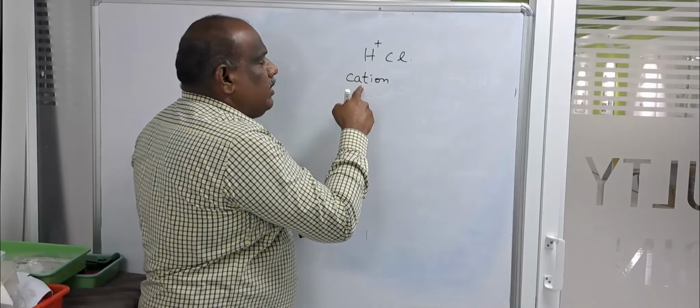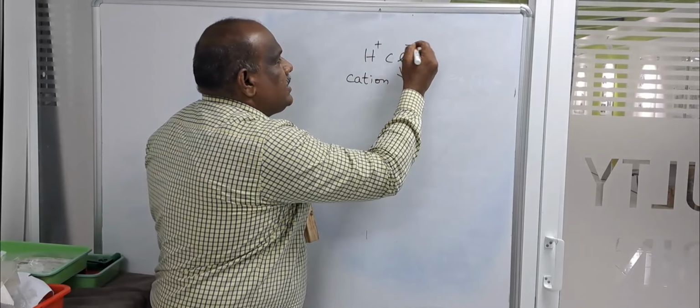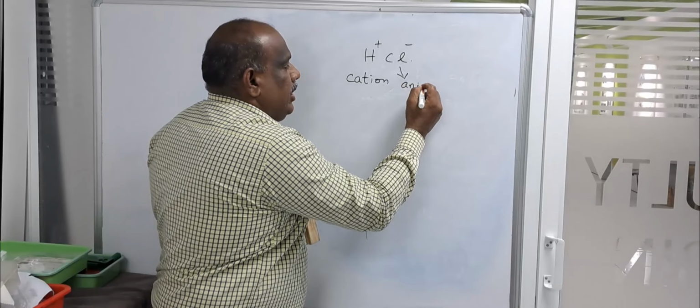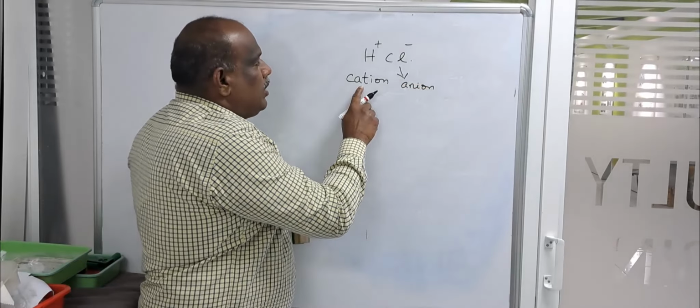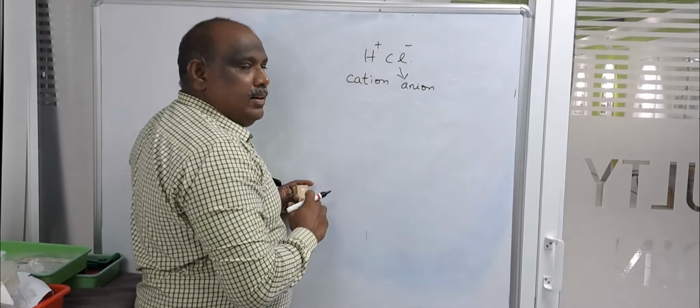This T looks like what? Plus. So it's a cation. Just to recall, the chlorine ion is negative, an anion. So how do we recall that a cation is positive? Because this T symbol looks like a plus. So it is a cation.